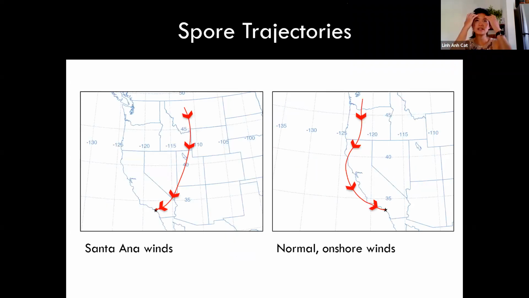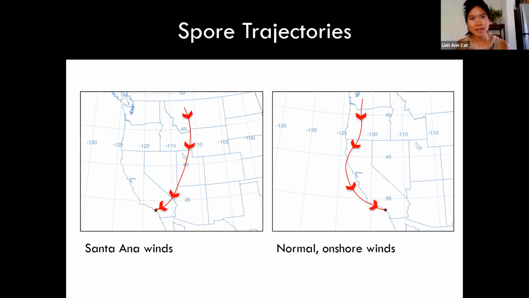Another thing we did to double check that the samples we were getting are actually coming from different places was use this model that NOAA has, the National Oceanic and Atmospheric Administration. They have a model where you can tell them where you found a particle, and then it will kind of backtrack from there using weather patterns to tell you where it came from.